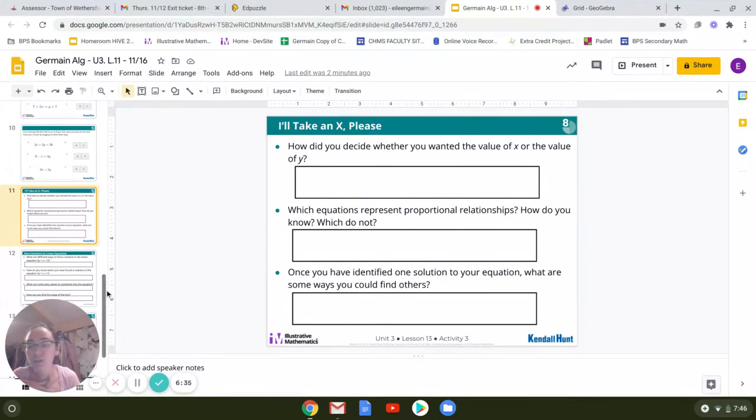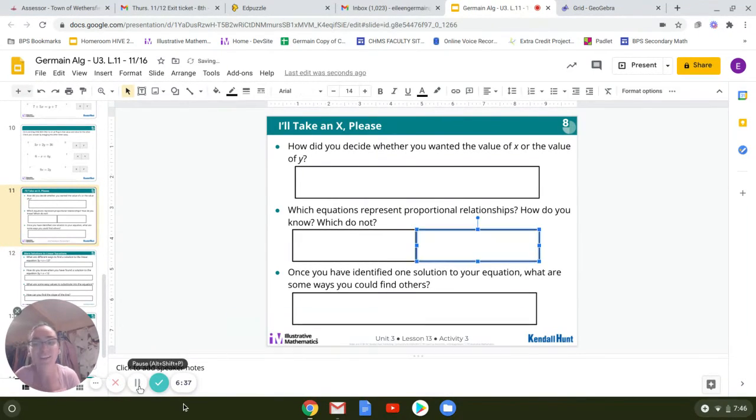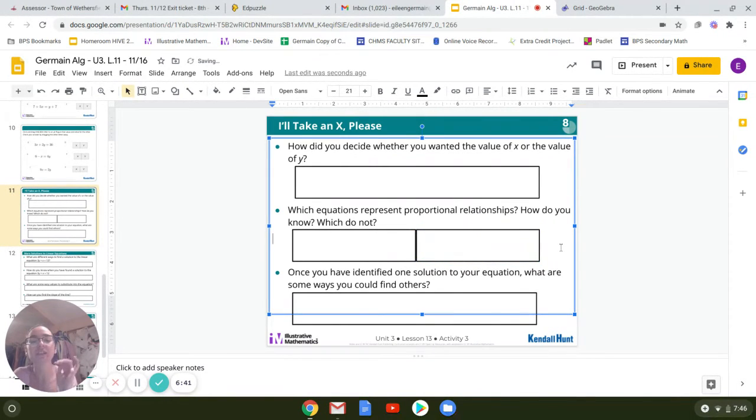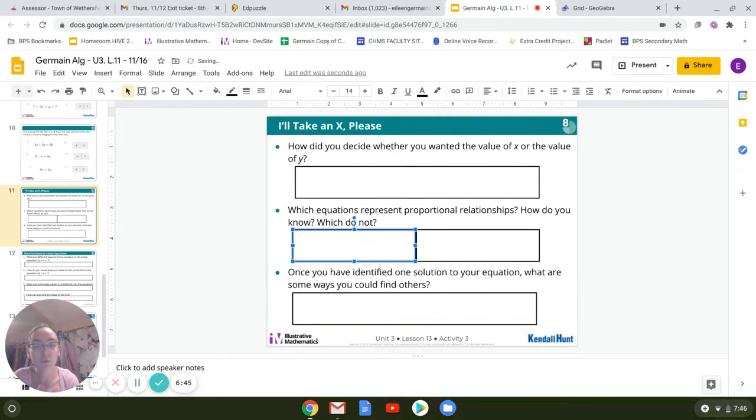So actually, you know what I'm going to do? I'm going to pause this. Give me 1 second. Okay, sorry guys, I didn't look too close and I saw that this is really asking you 2 questions. So first, which ones in this box? Tell me which ones are proportional relationships? How do you know? And then which do not? And then again, tell me, how did you know?